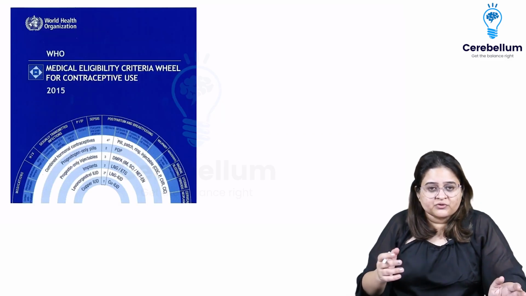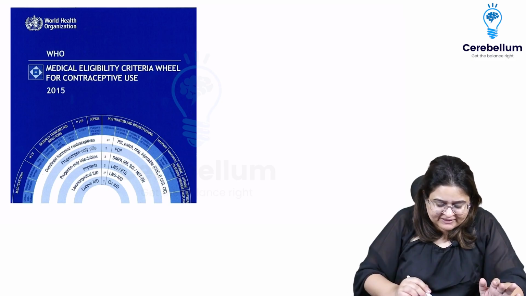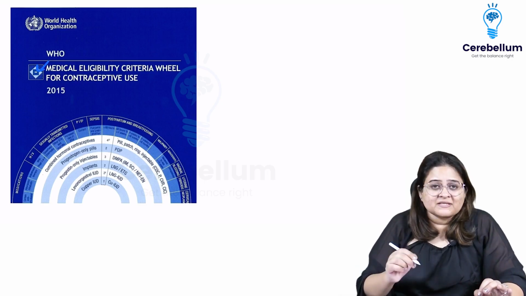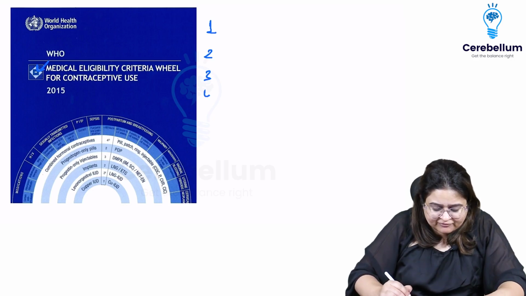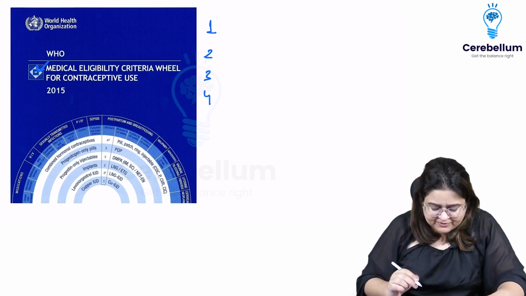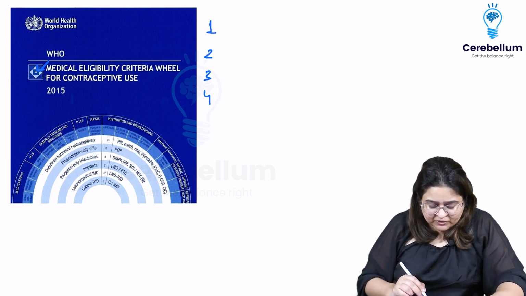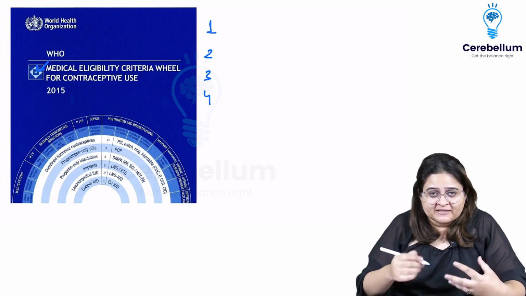Another important thing which you should know is this wheel. This is the WHO MEC wheel, Medical Eligibility Criteria wheel for contraceptive use. What is this? This tells us the MEC criteria, and this is divided into 1, 2, 3 and 4 for different contraceptive methods in different medical conditions.